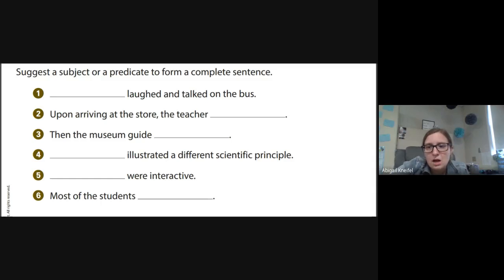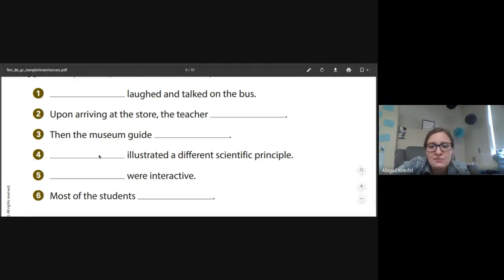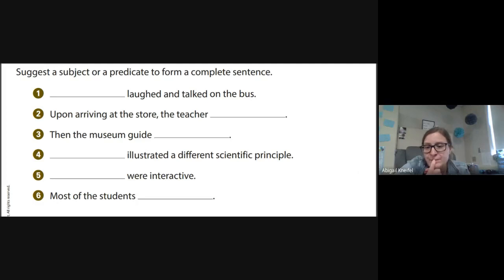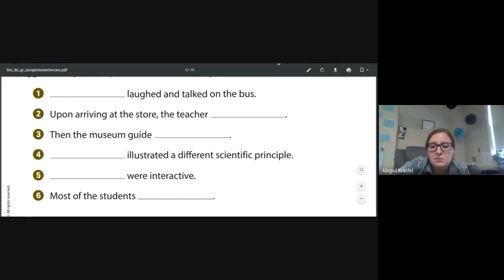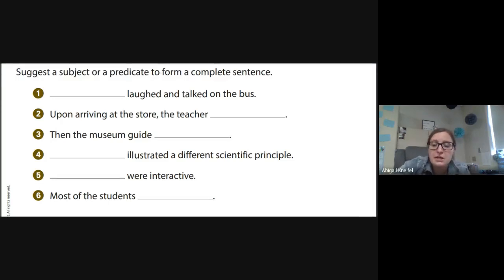All right. Next one. Blank illustrated a different scientific principle. So illustrated would be our predicate. Who did that? What's our subject? Who did that? My mom illustrated. The scientist. Nolan, you got to finish that. You can't just be the artist. Anyone else? The writer illustrated a different scientific principle. Jake illustrated a different scientific principle.